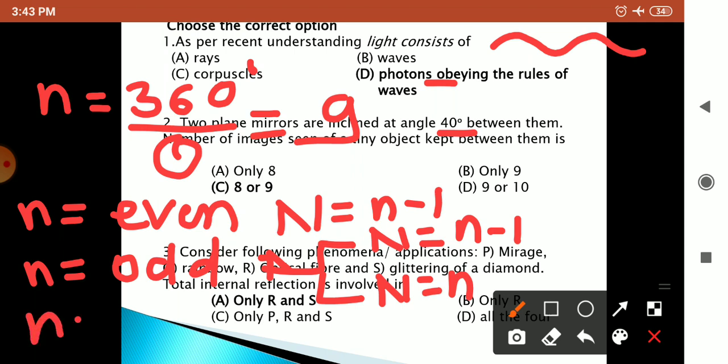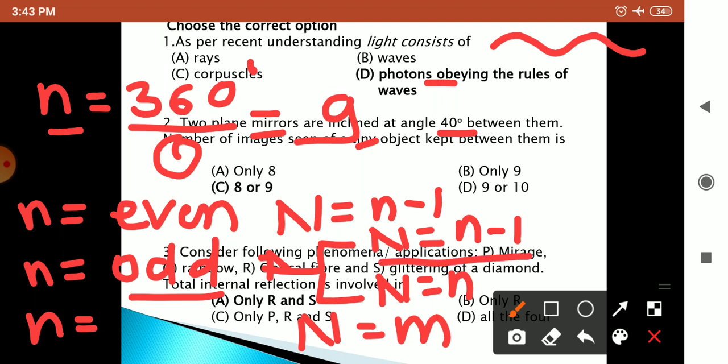Then third condition, when n is not an integer, then N is the integral part of the number. Now here we are getting formed images small n equal to 9. That means it is an odd number. So we have two conditions. Seen images capital N is equal to n minus 1, that is 9 minus 1 equal to 8, and N equal to n, that is 9. So our answer is C, 8 or 9.